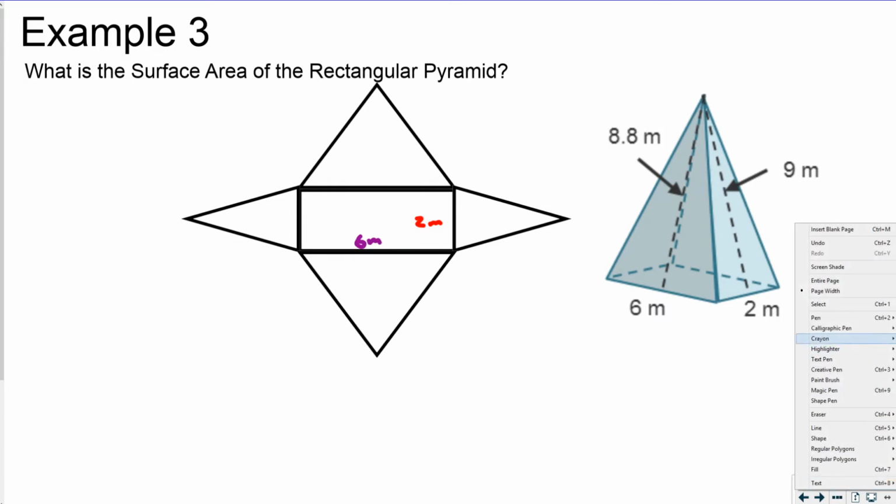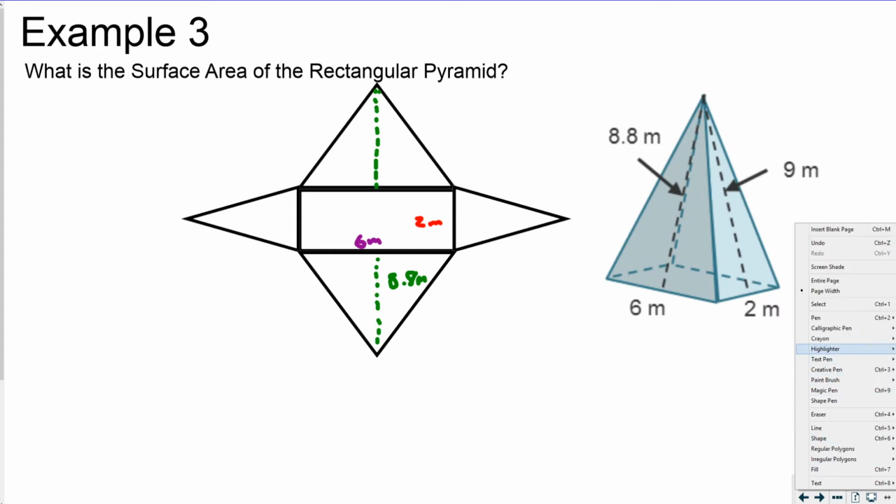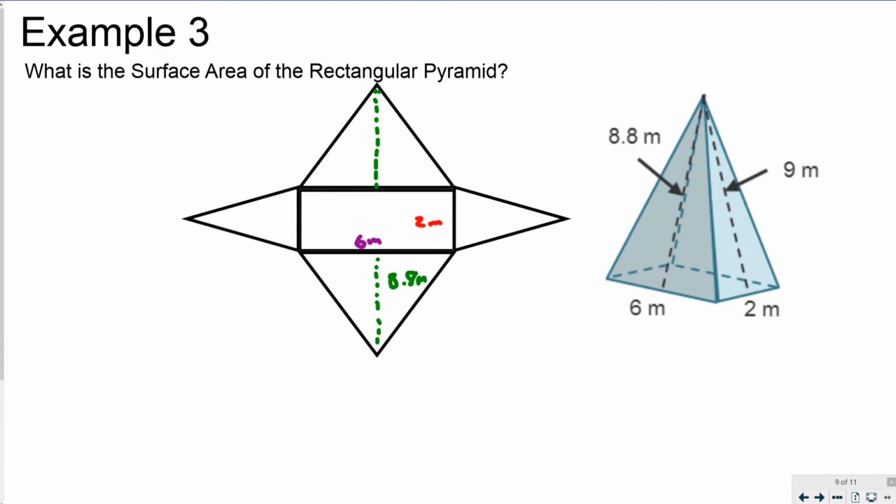There are 2 more measurements that we need to put on though, now that we've done that. The next one would be that the longer and thicker side has a height of 8.8 meters. I'm using color coding to keep all of our measurements the same. So then this height over here would also be 8.8. And then the next one here has a height of 9 meters, and it would be the same on this side as well.